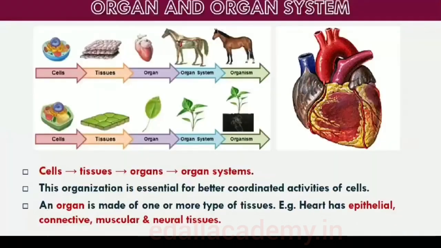7.2 Organ and organ system. The basic tissues mentioned above organize to form organs which in turn associate to form organ systems in the multicellular organisms. Such an organization is essential for more efficient and better coordinated activities of millions of cells constituting an organism. Each organ in our body is made of one or more types of tissues. For example, our heart consists of all the four types of tissues, that is, epithelial, connective, muscular and neural.